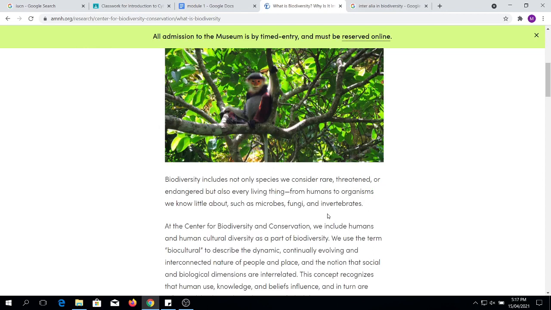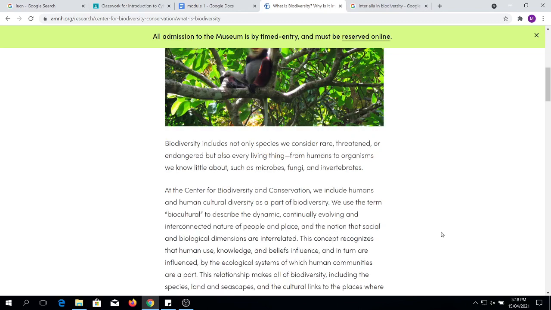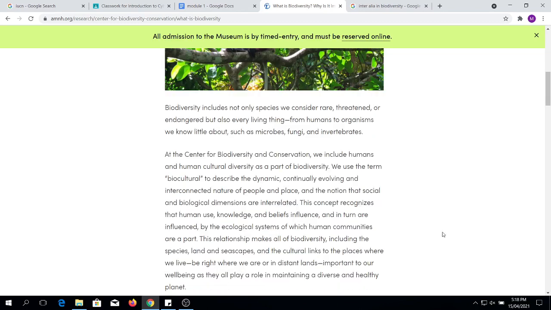So biodiversity includes not only the species we consider rare, threatened or endangered, but also every living thing from humans to organisms we know little about. Like for example, the fungi, the invertebrates. So these are also included in biodiversity. So at the center of biodiversity and conservation, we include humans and human cultural diversity as part of it.